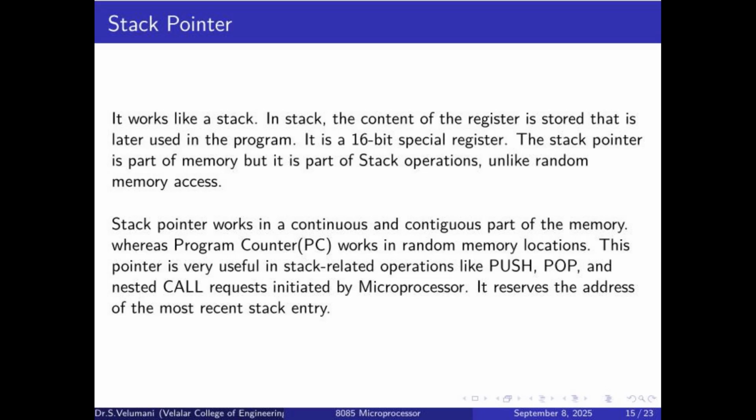The stack pointer works on continuous parts of the memory, whereas the program counter works on random memory locations. This pointer is very useful in stack-related operations like push or pop, and nested call requests initiated by the microprocessor. These are commands: push, pop, and nested call. It holds the address of the most recent stack entry.